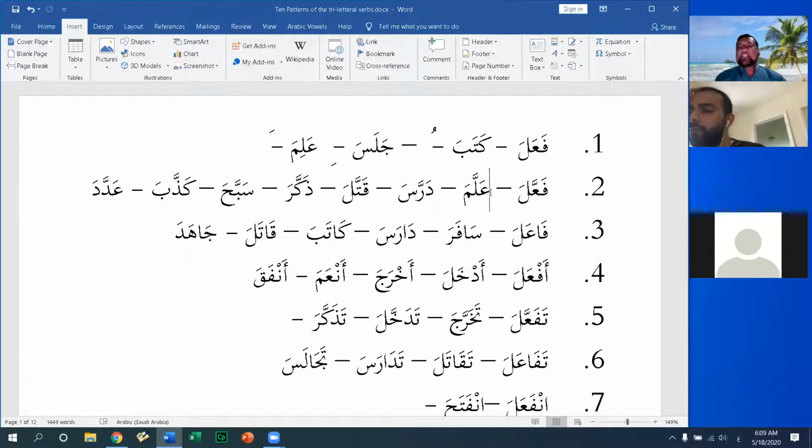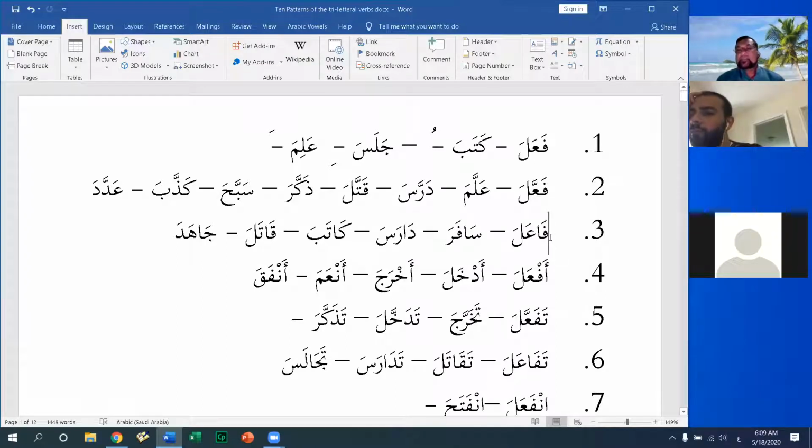If you change the verb to allama, you would say allama or allamtu, I taught Muhammadan ad-darsa. I taught Muhammad the lesson. So that's one of the meanings that come along with fa'ala.